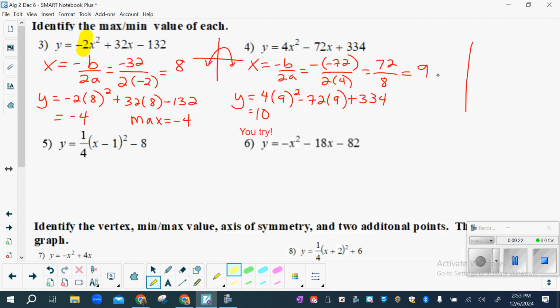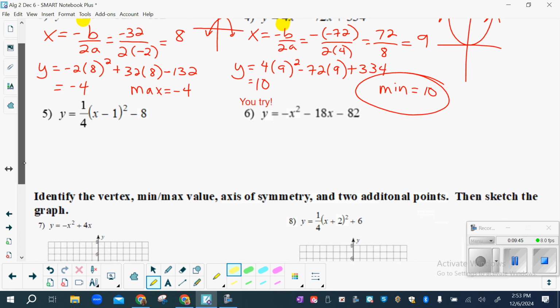So, does this face upward or downward? Up. This A is positive, so it's going to face upward. So if you want to draw a graph, you can. So this is going to be a maximum or a minimum? Minimum. Does that make sense?